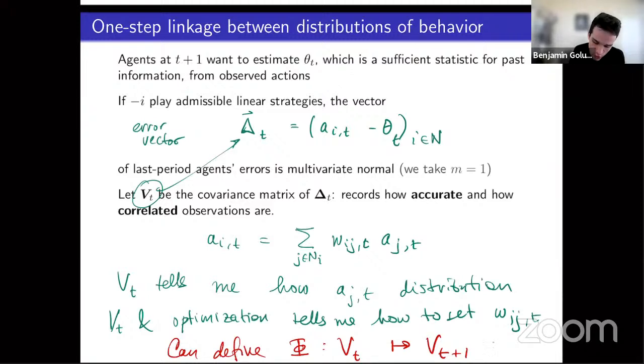Then to show the existence of a stationary equilibrium, we just observe that this map has a fixed point by Brouwer. You can apply Brouwer and get a fixed point of this map. Of course you need a little bit of technical work to show that Brouwer applies, that things are bounded enough, but they are. Any questions about this proof or anything else?